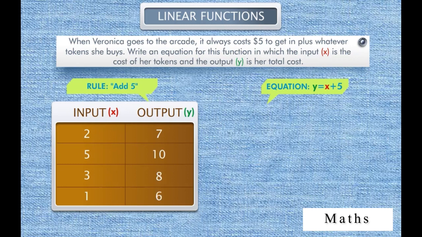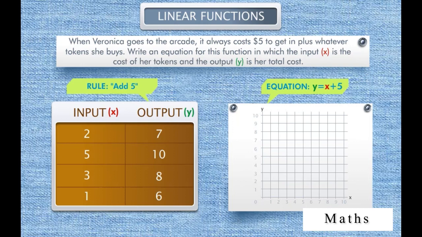Now, we will plot the graph for this function. For x equals 2, we get y equals 7. For x equals 5, we get y equals 10. For x equals 3, we get y equals 8. For x equals 1, we get y equals 6. Now, joining all the 4 points on the graph, we again get a straight line.